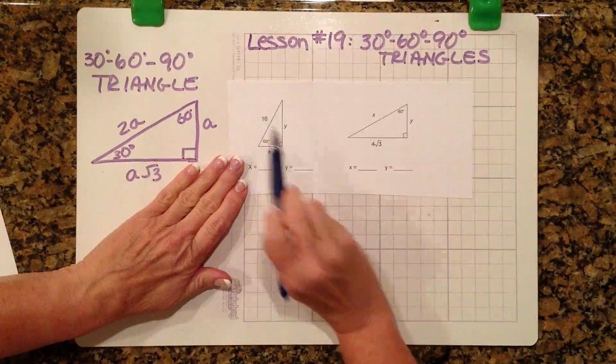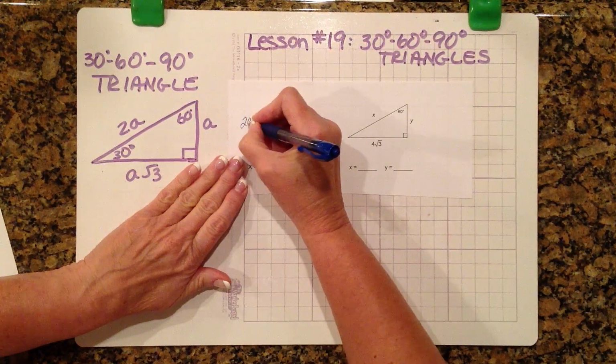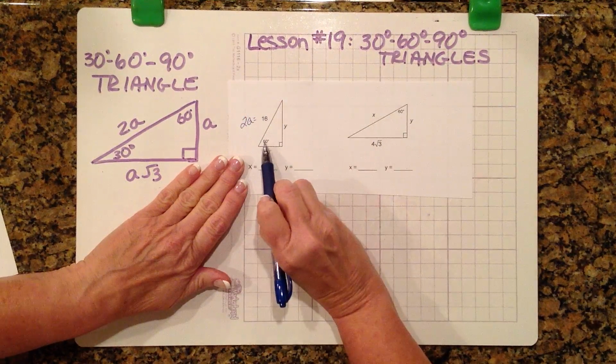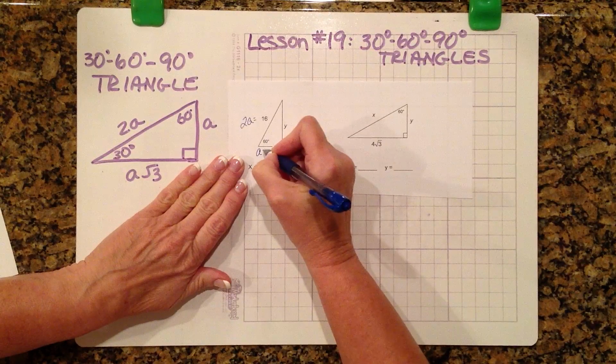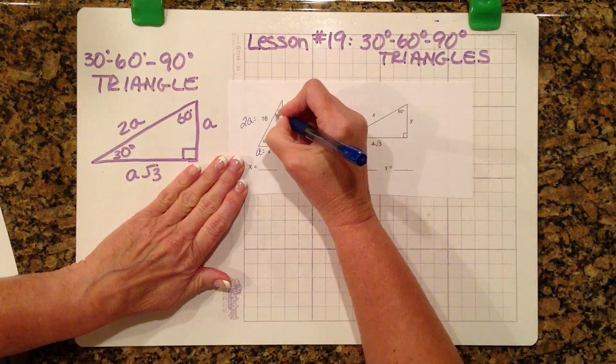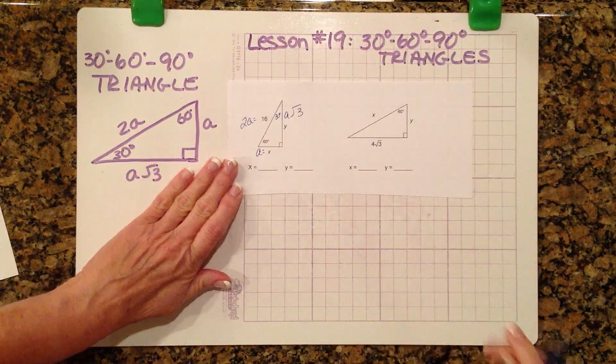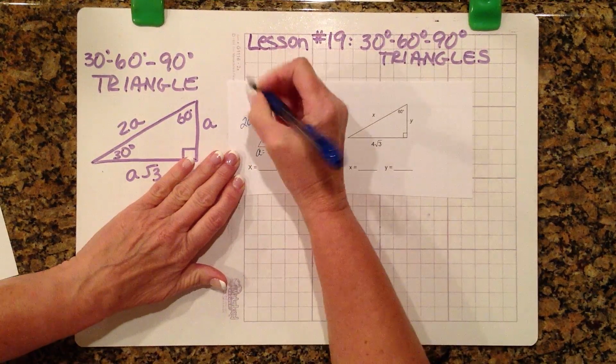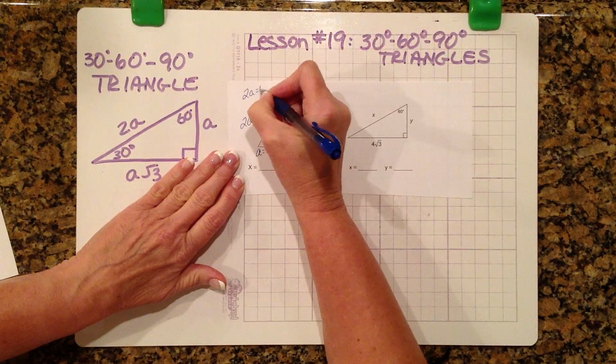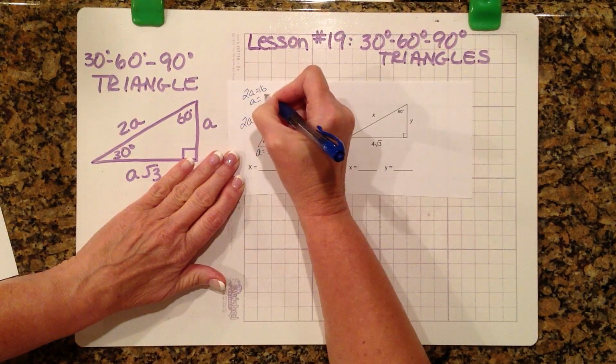All right, this says this is 16. That's a 2A side. That's a hypotenuse. 60 degree is A. And then this is my 30-degree side, so that's A square root of 3. Okay, so 2A equals 16. Divide by 2, and A is 8.